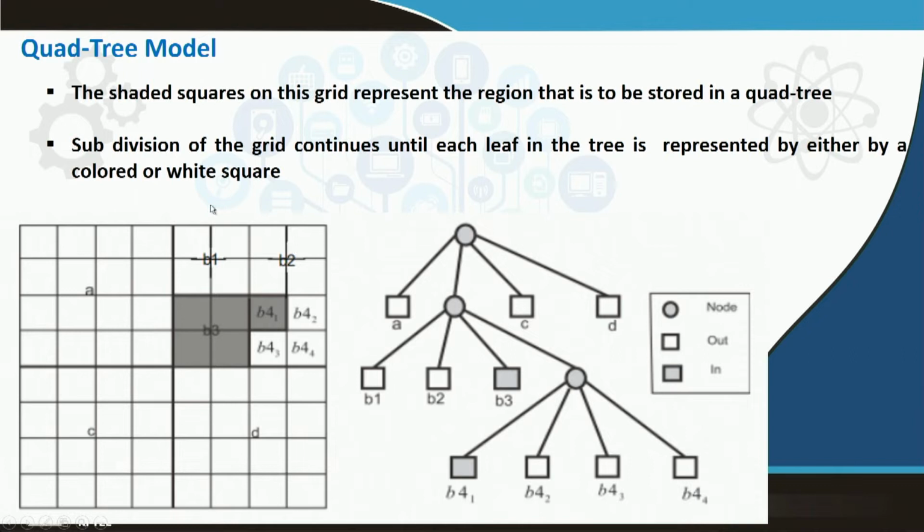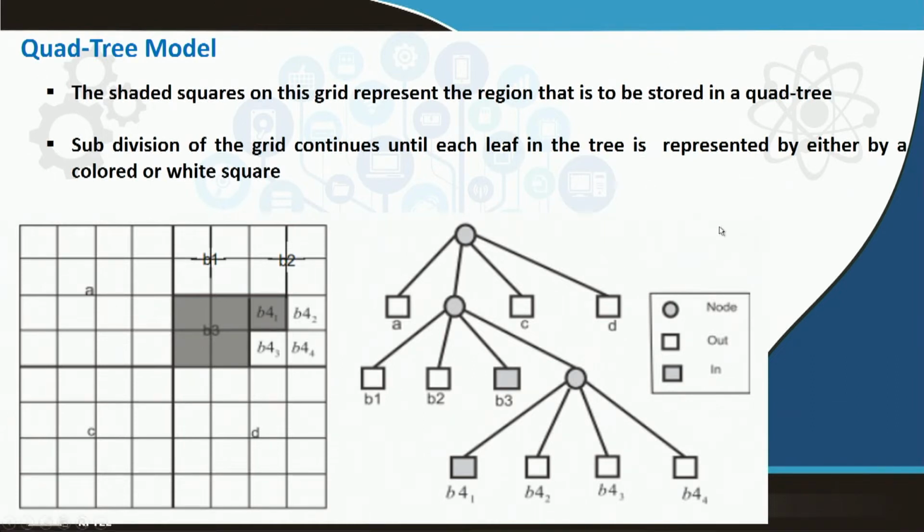B1 is a collection of 4 cells: 1, 2, 3, 4. Now if you go into the B4 quadrant, B4 has B41, B42, B43, B44. Once it has done B1, B2, B3, B4, it takes individual quadrants and again divides them into 4 different quadrants. It then drills down to a pixel. So from an image to a pixel is how this quadtree model works.